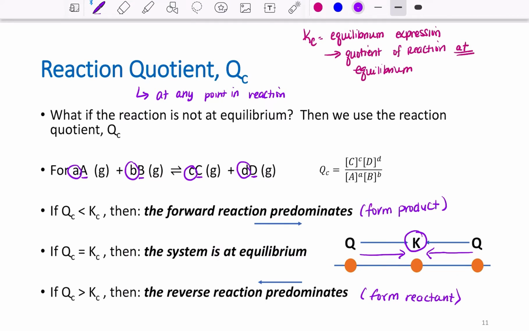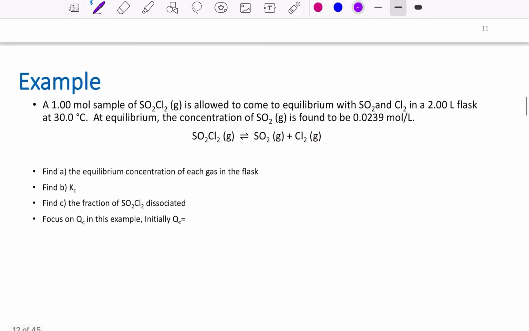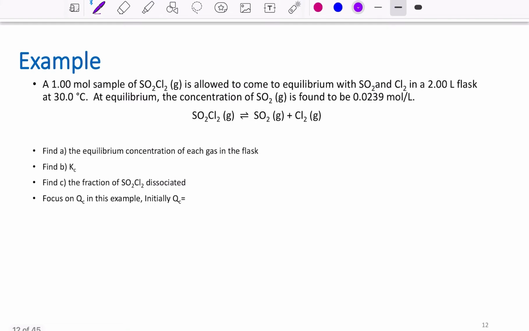The goal is to reach equilibrium. The system is at its most stable state when it's reached equilibrium. Remember, chemistry is basically minimize your energy, create disorder. The way to minimize this energy is to reach an equilibrium. So QC is going to tell me which way the reaction is going to go to minimize that energy. Let's work a few examples.